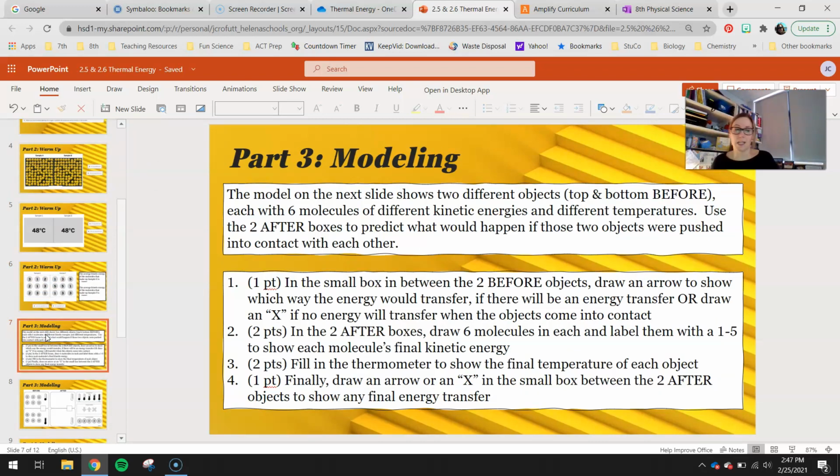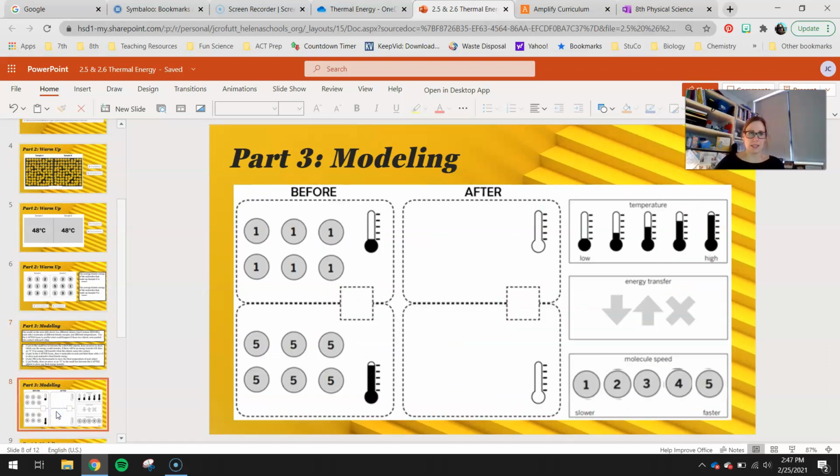Next one is modeling. Okay, so traditionally I've used this before as a quiz. Don't think I'm going to use it for this issue, but I do want you to make sure you guys follow the directions. So the model on the next slide shows 2 different objects. So we've got a top and bottom are before, with each 6 molecules of different kinetic energies and different temperatures. Use the 2 after boxes to predict what would happen if those 2 objects were pushed into contact with each other. So let's go ahead and take a look at that, and then I'll come back to your guys' steps.